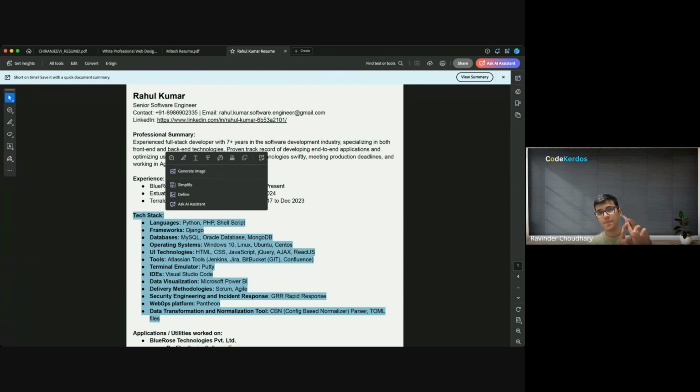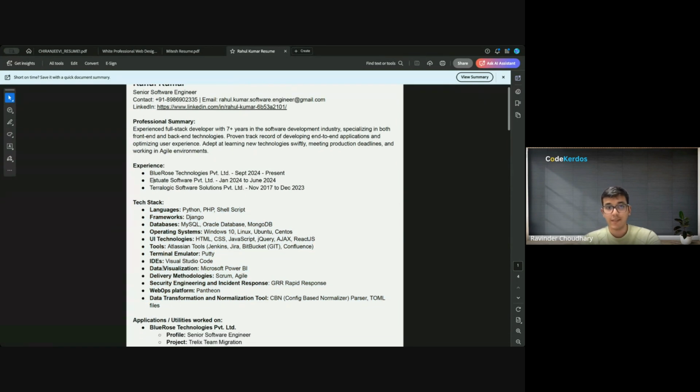One is the generic one, and one which you will always alter while applying. If you have a proper job description, always alter your resume according to the job description and then apply. All right, so this is not a good idea.